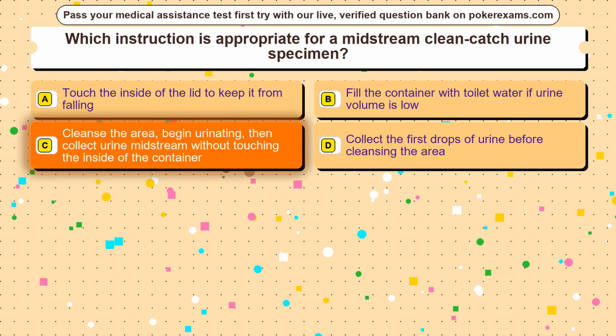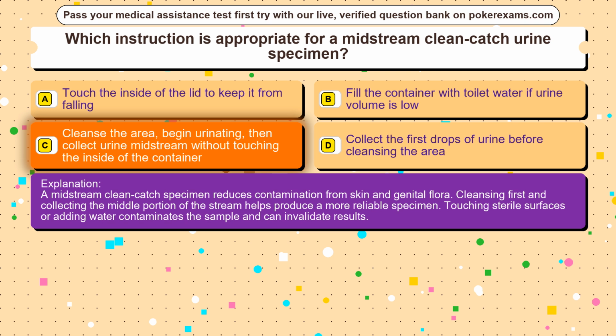The correct answer is option C. Cleanse the area, begin urinating, then collect urine midstream without touching the inside of the container. A midstream clean-catch specimen reduces contamination from skin and genital flora. Cleansing first and collecting the middle portion of the stream helps produce a more reliable specimen. Touching sterile surfaces or adding water contaminates the sample and can invalidate results.